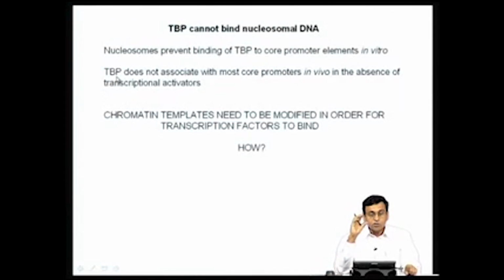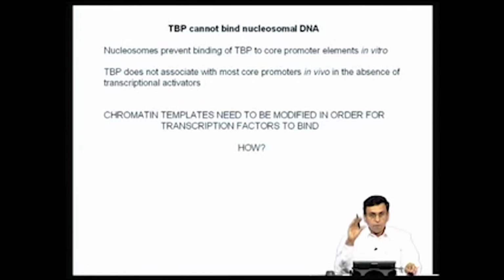Now, when these studies were done, a surprising result came out: many of the activator dependent transcriptions could not be demonstrated when chromatin templates were actually used. In fact, very surprisingly, the TATA binding protein could not really bind the chromatin templates on its own. So, very clearly, when DNA is packaged in the form of nucleosomes, or when you have chromatin templates, somehow these nucleosomes prevent the binding of TBP to the core promoter elements in vitro.